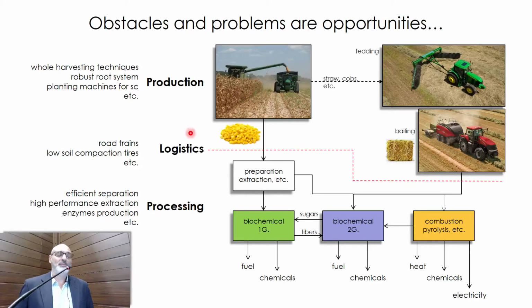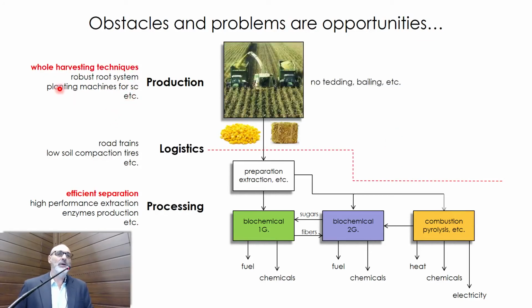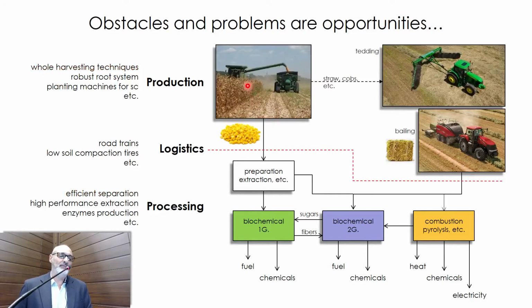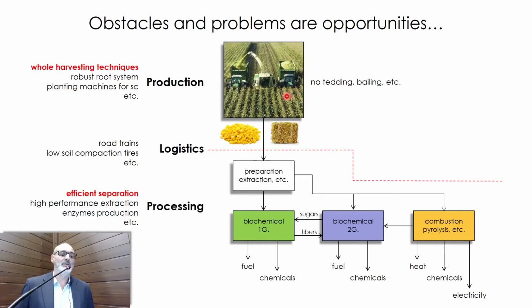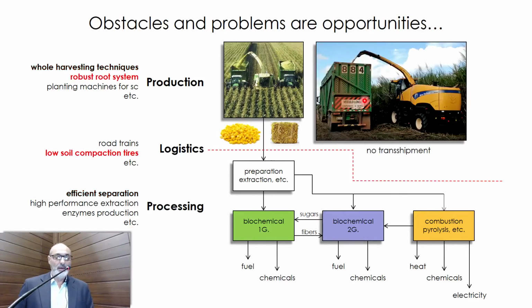Very quickly, those three problems: production, logistics, and processing. You have several examples of new technologies. For instance, you can try to apply what we call a whole harvesting technique. Instead of separating the softer parts of the plant from trash and straw, and then having several agricultural operations, you put everything together. If you have an efficient stationary separation technology, this is going to be a lot more economic because you have no need for tedding, for baling, and so on.